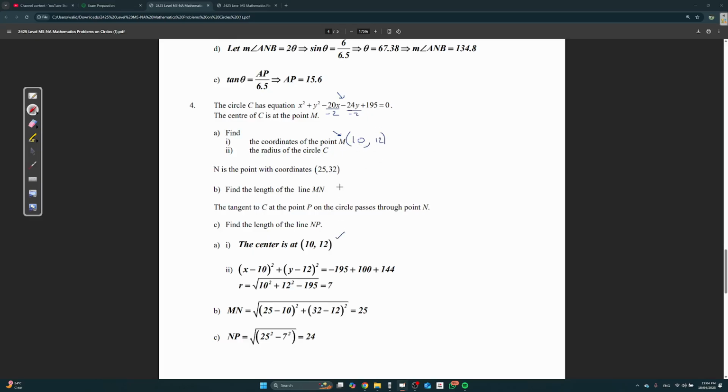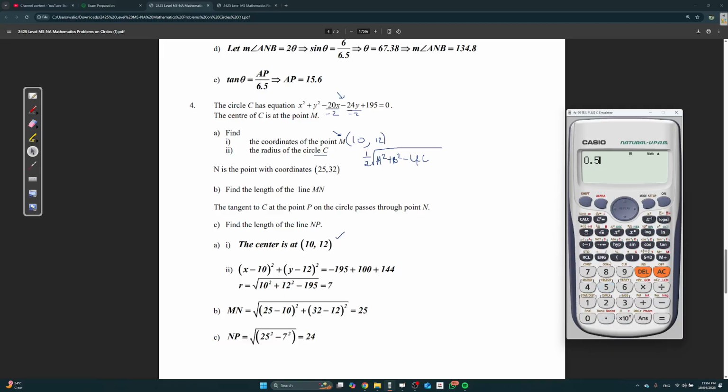Very easy. The radius of the circle, how do you find the radius? The radius, if it's in standard form, it's half radical a squared plus b squared minus 4c, right? So it's going to be, in this case, 0.5 radical a squared, which is 20 squared, plus b squared, 24 squared, minus 4c times 195. You got 7. So the radius is 7.